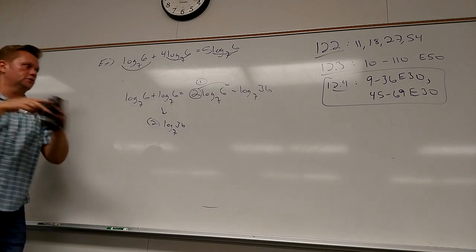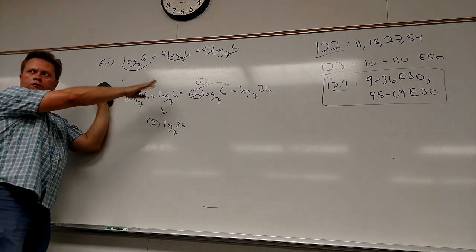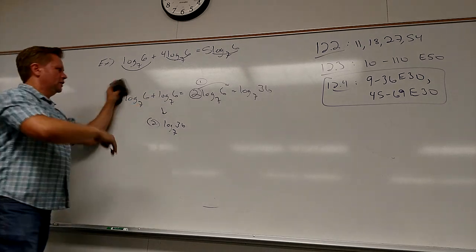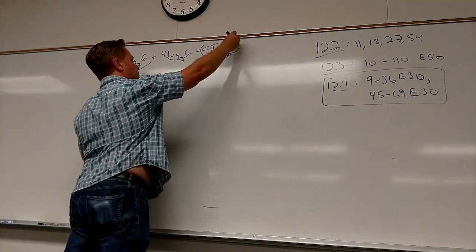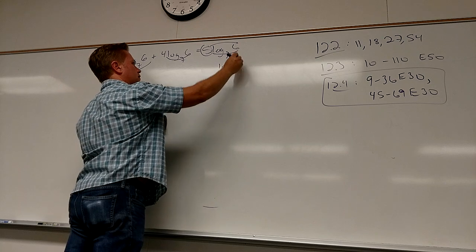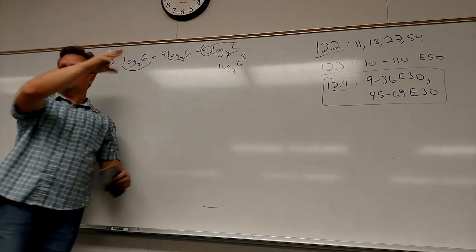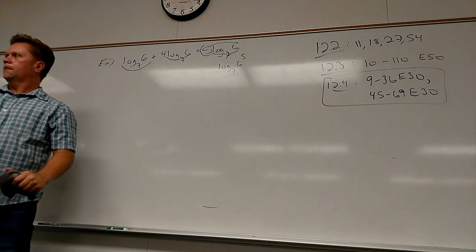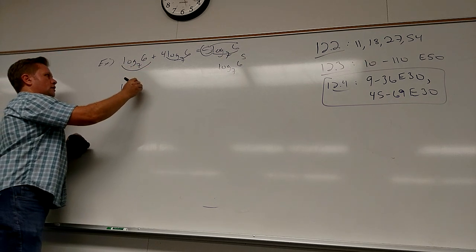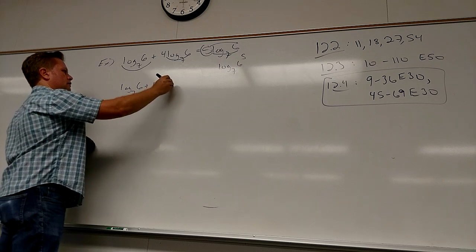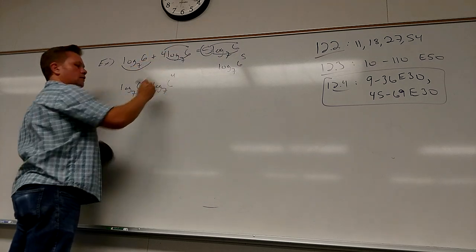Now watch. Has everybody got this here? Now I want to look at this a different way. Couldn't I put that 5 back up? Make this log base 7 of 6 to the 5th. Is that cool? That's that power property, right? It goes back up. Now let's look at this a different way. Isn't this log base 7 of 6 plus log base 7 of 6 to the 4th?